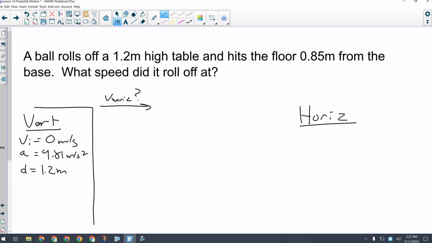Horizontally, right now, I know nothing. I don't know horizontal V, and I know that it will travel 0.85 meters horizontally. I also don't know the time. Can I find the time?